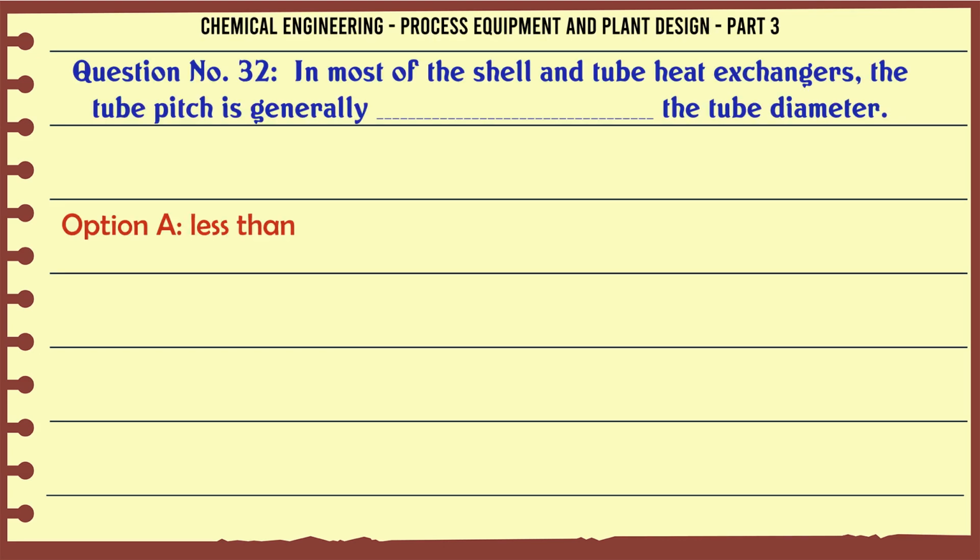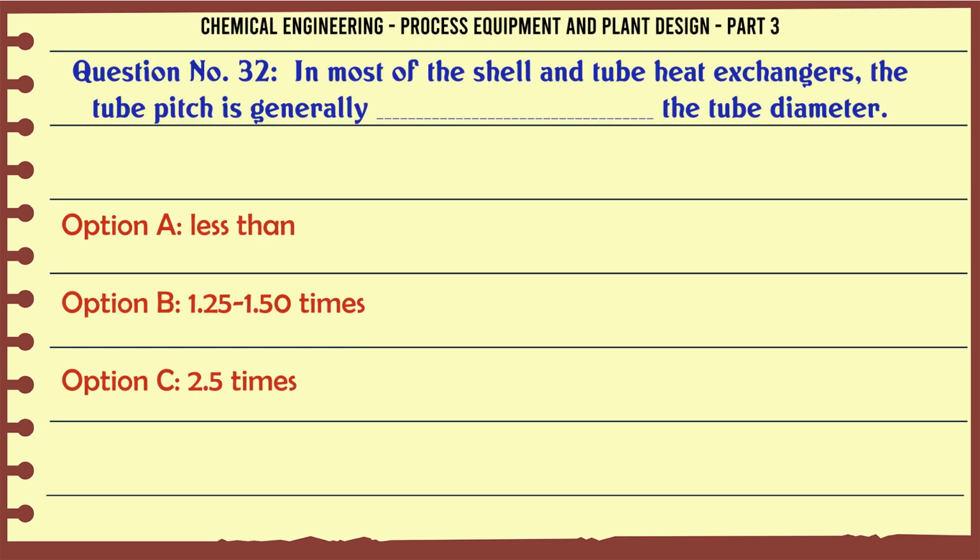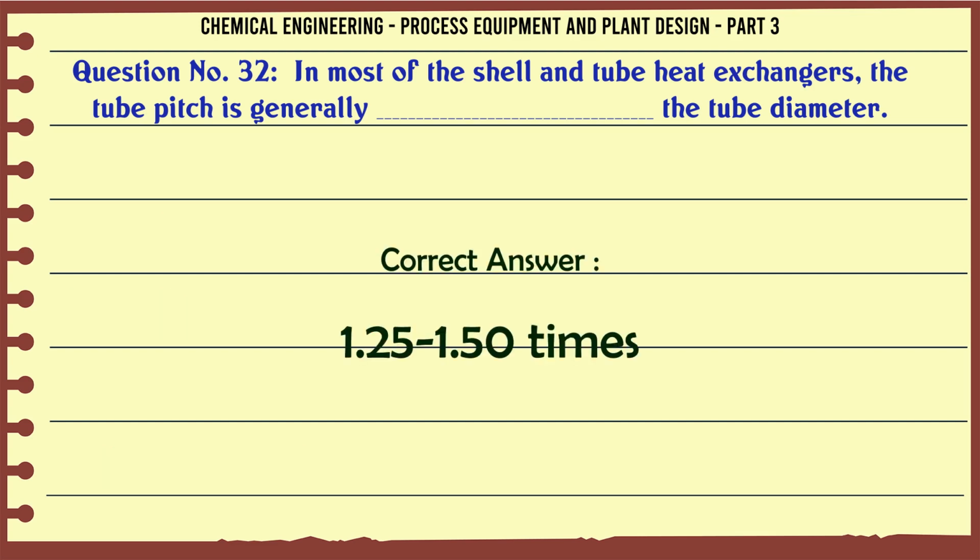In most of the shell and tube heat exchangers, the tube pitch is generally the tube diameter. A. Less than, B. 1.25 to 1.50 times, C. 2.5 times, D. 1/4 of. The correct answer is 1.25 to 1.50 times.